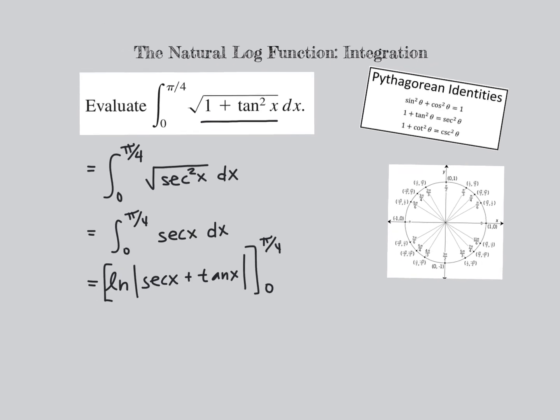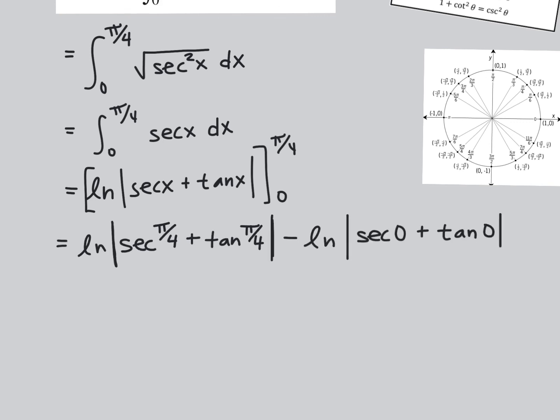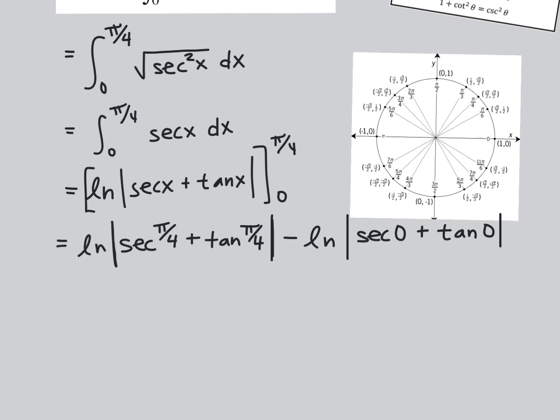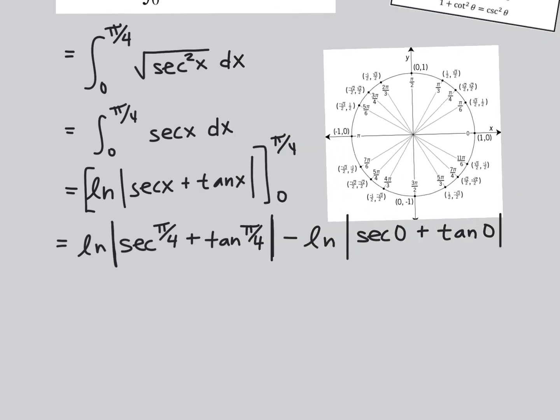The first thing we want to do is plug in pi over 4. Then we'll subtract, plugging in at 0. Now we do have to recall that the secant is the reciprocal of the cosine. The cosine is our x value at these points on the unit circle. Then the tangent is y over x.